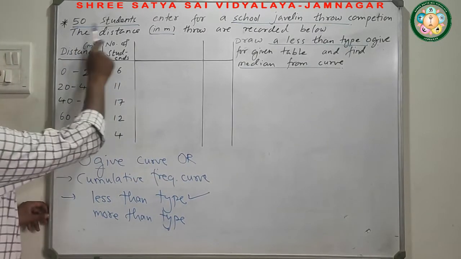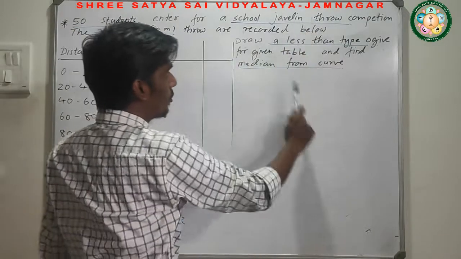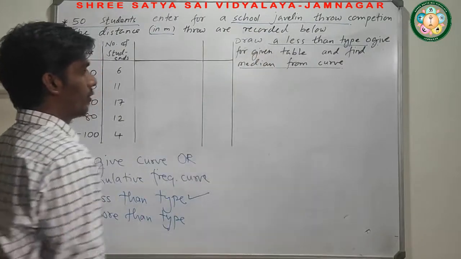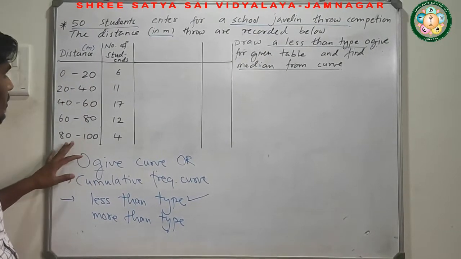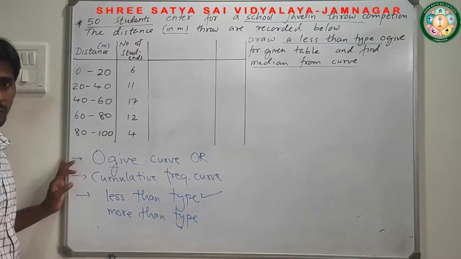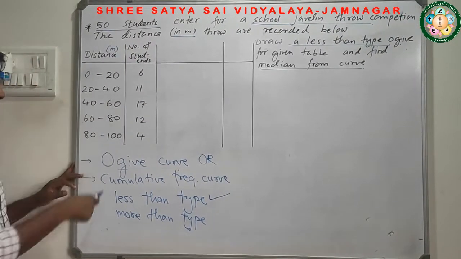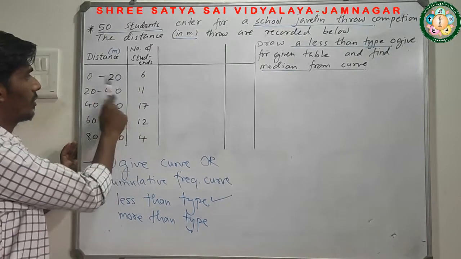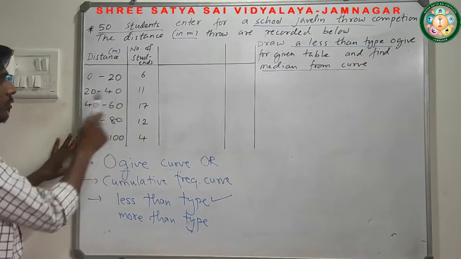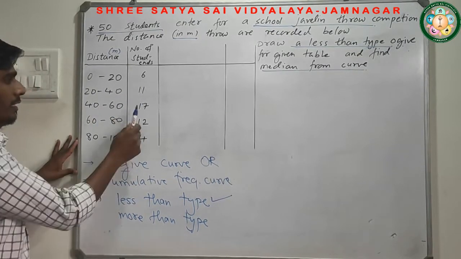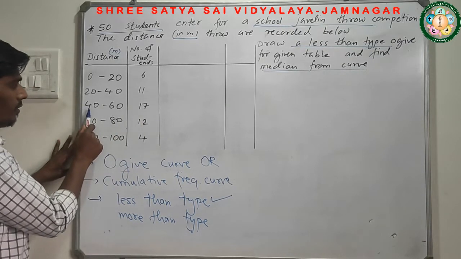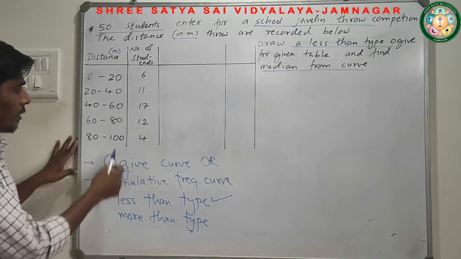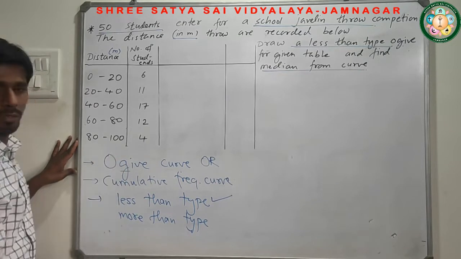Here, as per the question, 50 students enter for a school javelin throw competition. The distance given in meter thrown are recorded below. So here record is mentioned for how many students? For 50 students. As per the data, distance covered from 0 to 20, how many students threw till 20 meter? 6 students. 11 students throw between 20 to 40. 17 students throw from 40 to 60. 12 students throw from 60 meter to 80 meter. Likewise, 4 students throw between 80 to 100 meter.